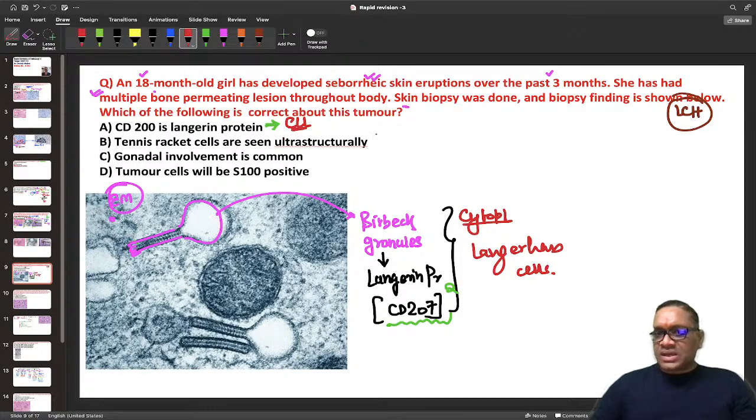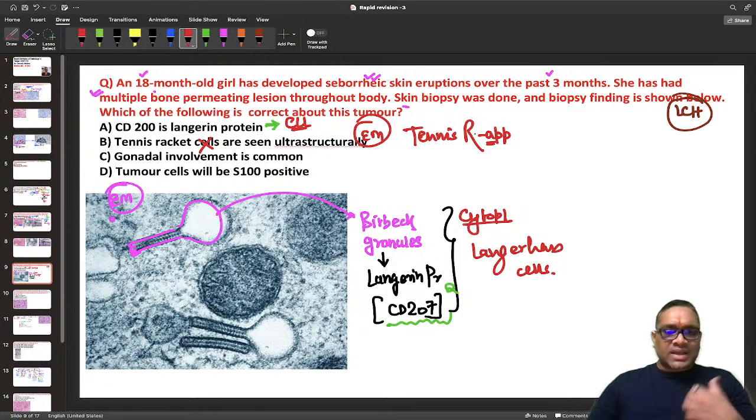Tennis racket cells are seen ultrastructurally. Ultrastructurally means electron microscopy, right? So this is not tennis racket cells. Please remember, it is not cells, it is tennis racket appearance. We are talking about electron microscopy, so tennis racket appearance will be seen in this one.